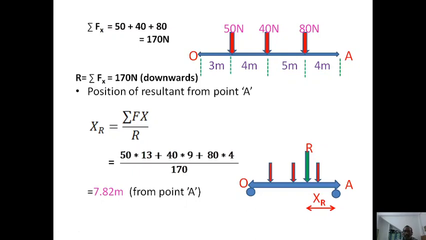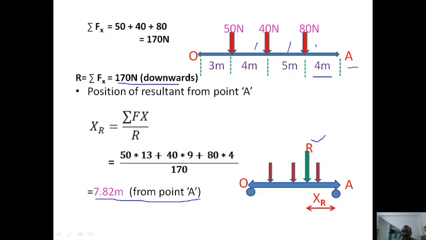Then show the same thing here. So I got the resultant R is equal to 170 Newton, right? And it's a position where it has to be placed. The position is 7.82 meter from A. So from A, it is 7.82. So where it comes, whether it is here or here or here, how should I know?